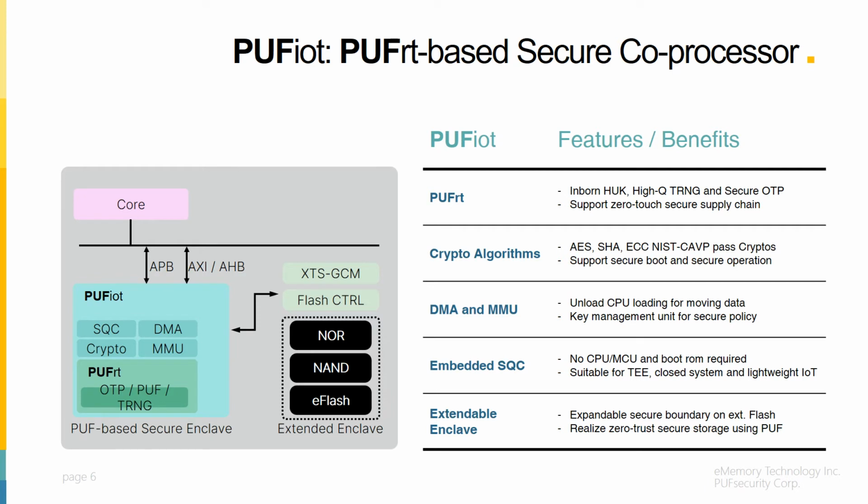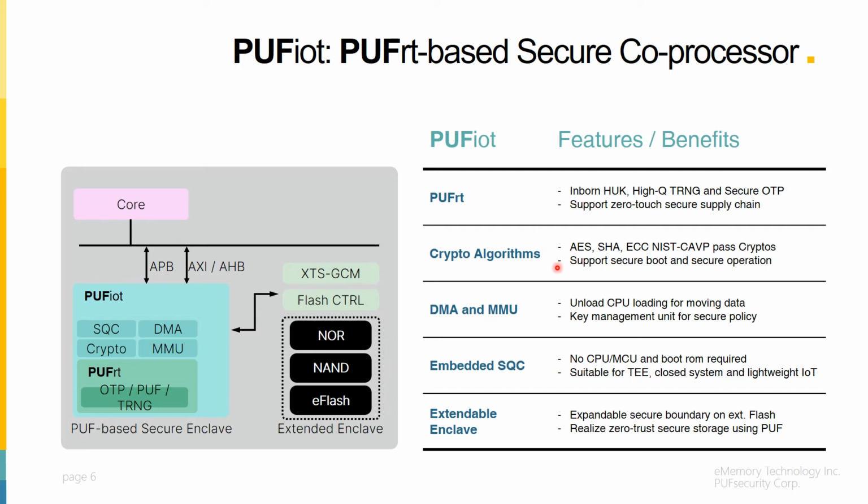This slide quickly shows PUFiot's features and how to integrate it into a system. It has several highlights. First, it has the features of PUFiot with integrated, secure, trusted storage, two random number generators with embedded jitter noise, and PUF for inborn HUK and attestation key. These inborn keys can greatly save the costs for key provisioning and building a secure clean room.